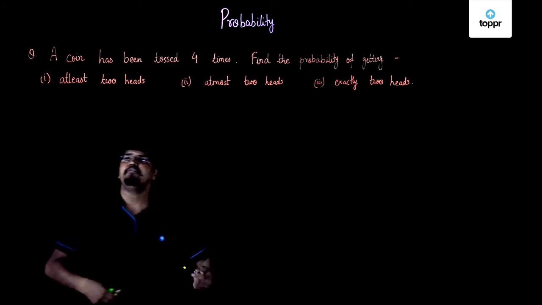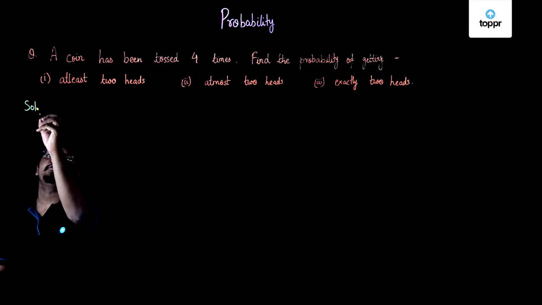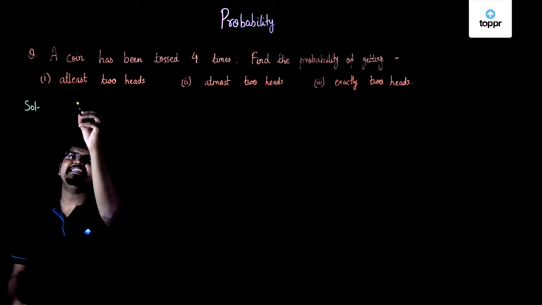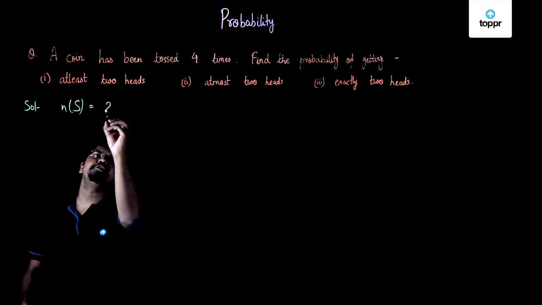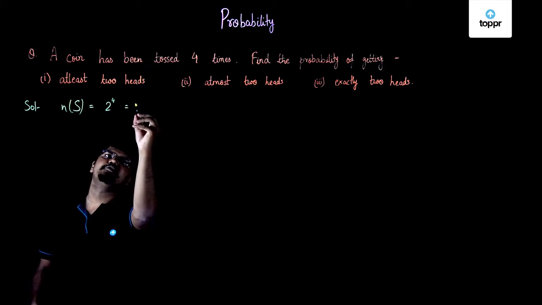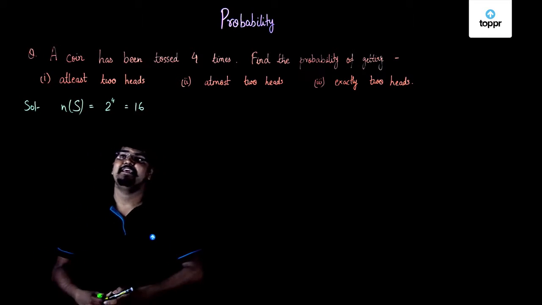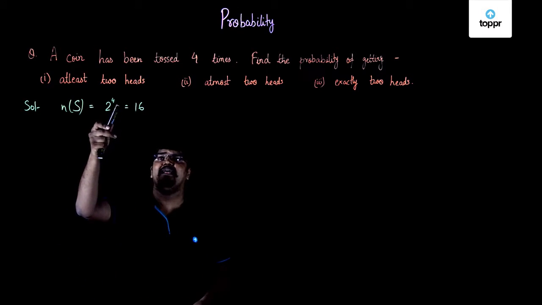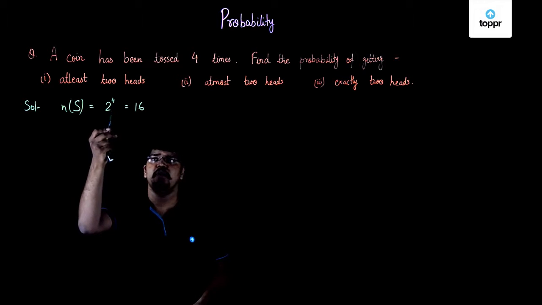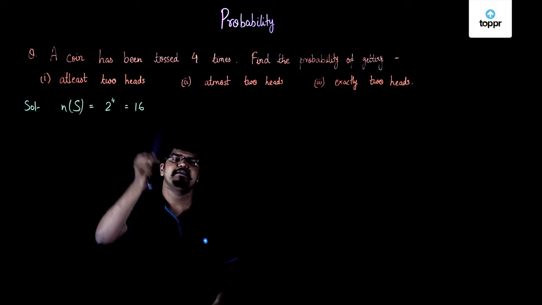So here we know that since the coin has been tossed 4 times, the number of elements in the sample space will be equal to 2 raised to the power 4, that is equal to 16. If we are doing n tosses, then the number of outcomes is equal to 2 raised to the power n. And here since n is 4, it is 2 raised to the power 4, that is 16.